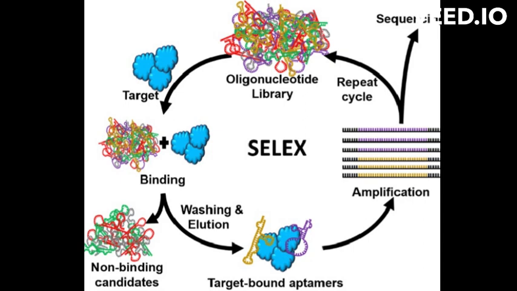cells. One example of the use of SELEX is the identification of aptamers that bind to the protein thrombin, which plays a key role in blood clotting. Researchers used SELEX to identify and isolate specific RNA sequences that bind to thrombin, which were then used to develop aptamers that could be used as therapeutics to target thrombin in the treatment of blood clots.